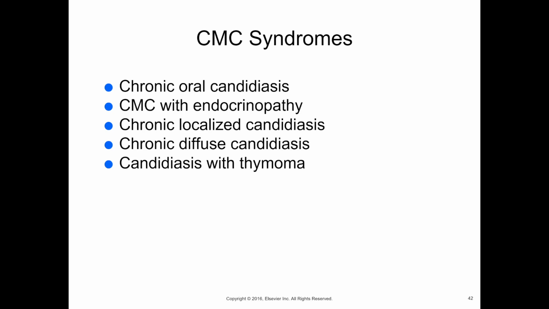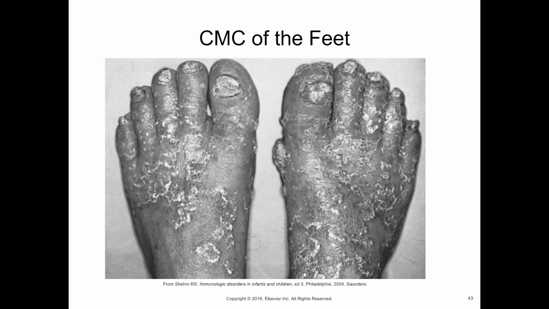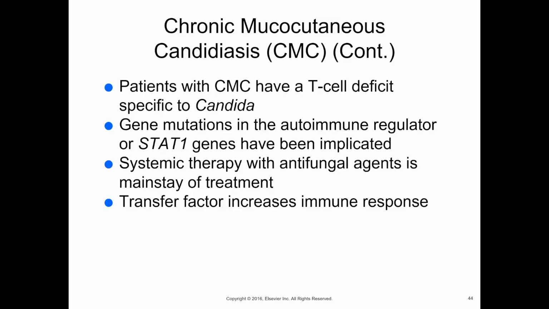There are multiple different types of syndromes, and they primarily affect mucosa, but it can also affect the skin, and you can see effects on the adrenals, the thyroid gland, parathyroid gland, and ovarian failure. This is another form where you can get it affecting, like, the feet, the skin. The people here have a T cell deficit specific to candida, meaning the body never produced a T cell lineage that would react to candida. That means there are no cytotoxic T cells that attack candida in the body.